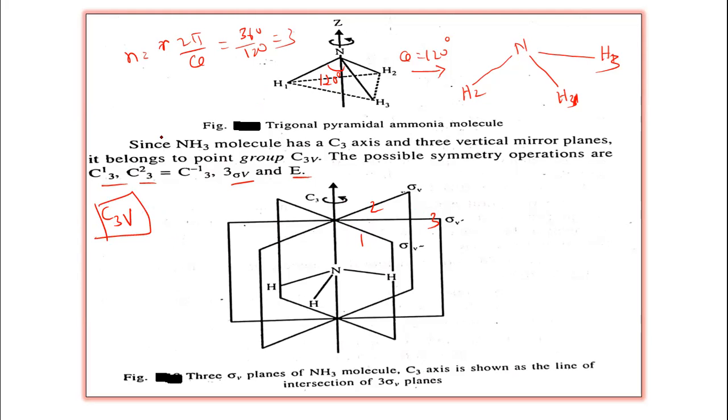So in this way, we discussed in this lecture the types of point groups and examples of point groups, particularly the C type of point groups.